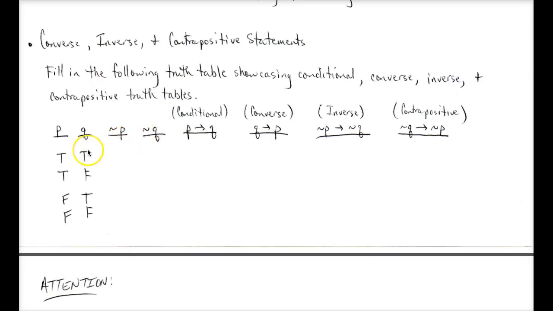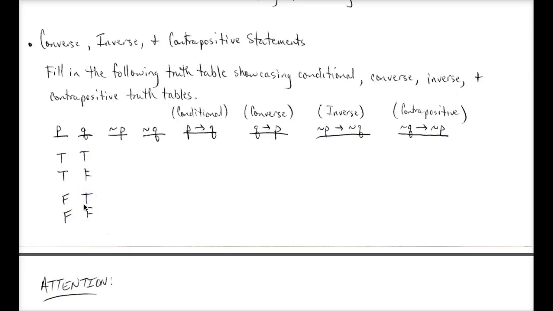So the first thing that we need to do is our first two rows here, which is P and Q. Now you're probably wondering, how do I know to always start with true, true, true, false, false, true, false, false? Okay.